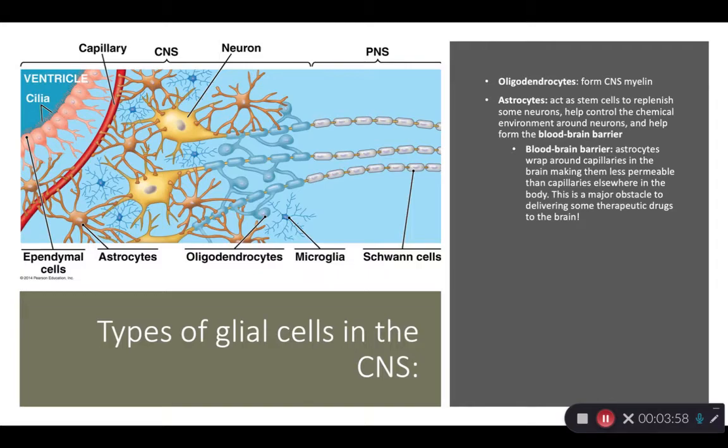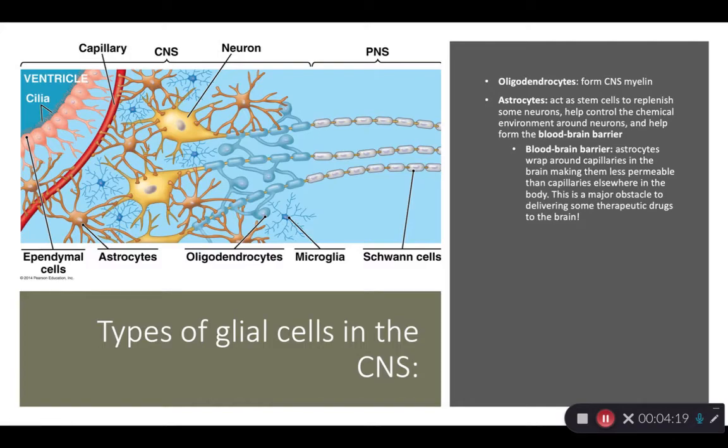For example, if you had a drug that you wanted to use to treat a brain disorder like Parkinson's disease, or if you wanted to deliver a chemotherapy drug to the brain to treat a brain tumor, oftentimes medications just can't get past this blood-brain barrier. The astrocytes just won't let the drug get in. So it can be a barrier in terms of that.